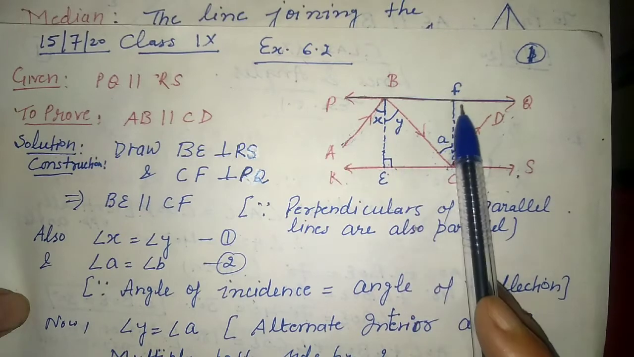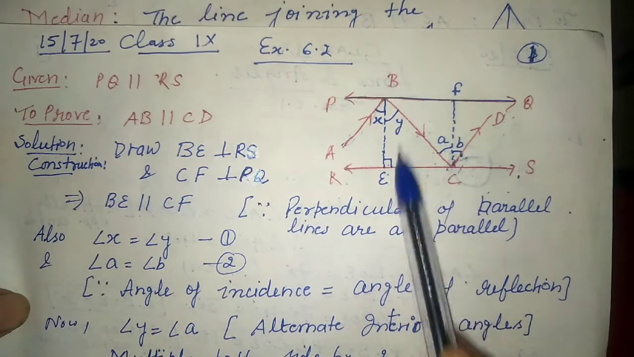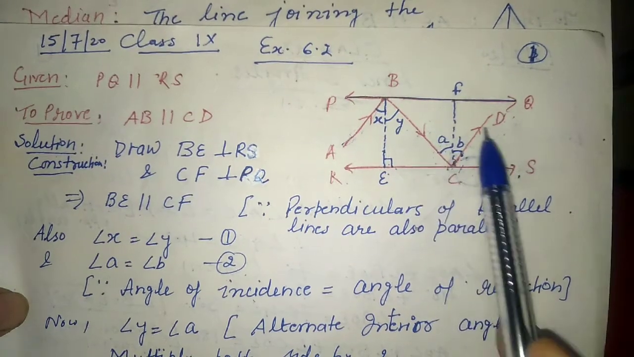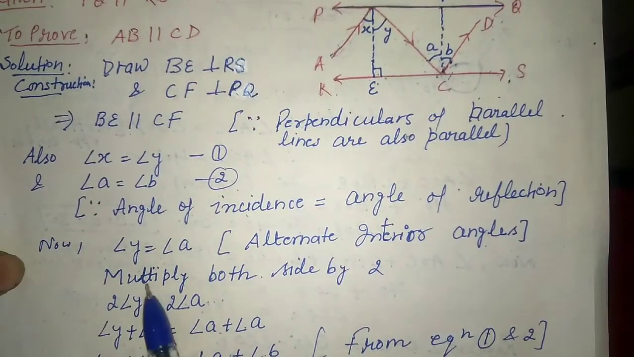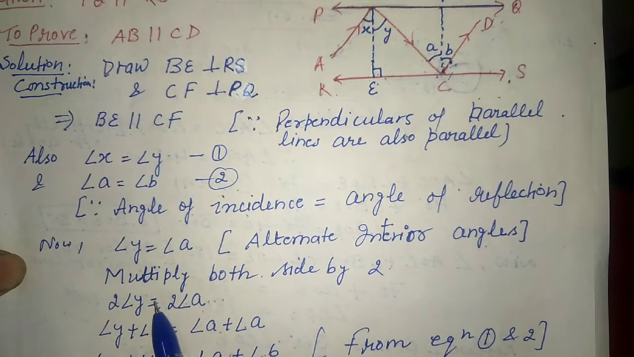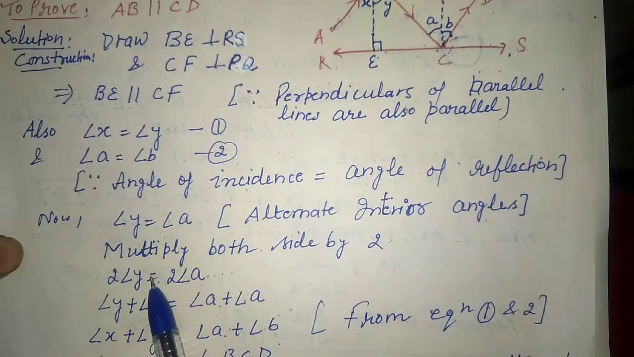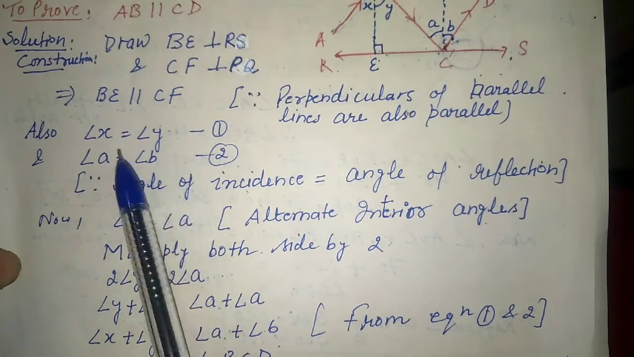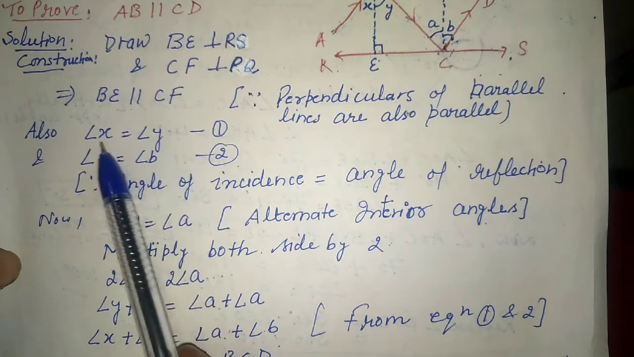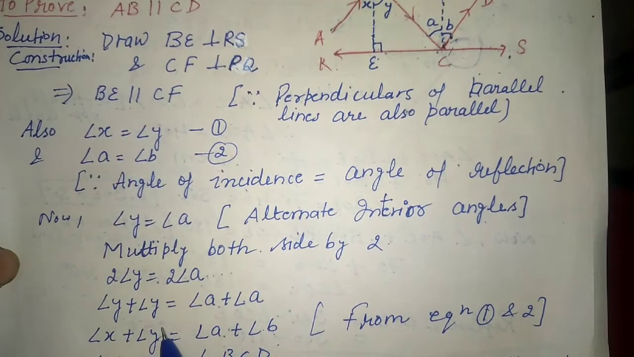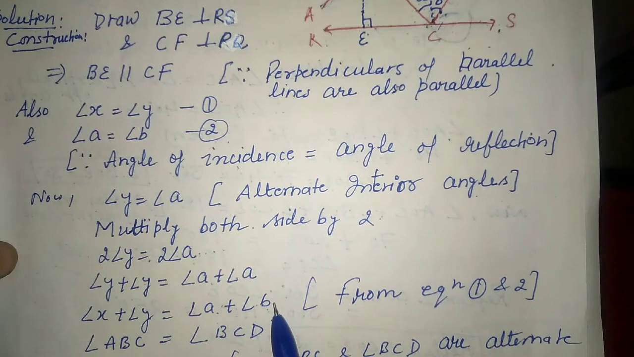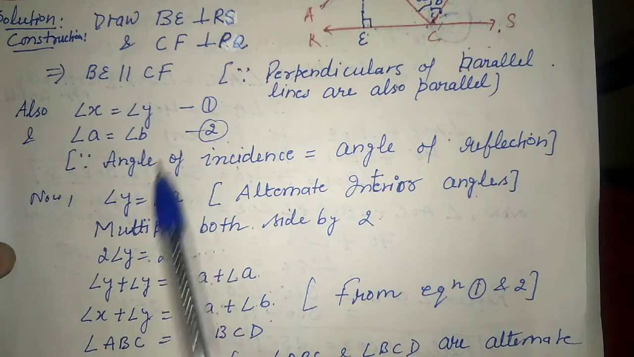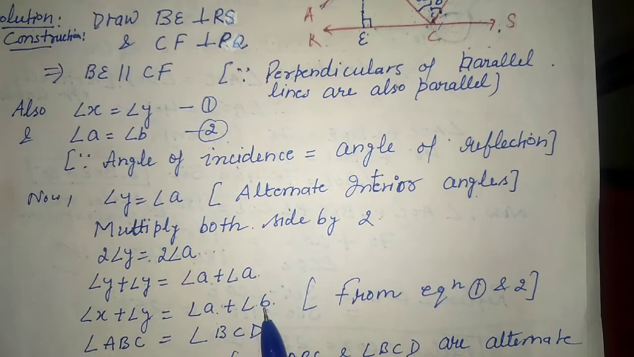Now these two lines are parallel, BE is parallel to CF. So here Y is equal to A because alternate interior angles. Now we multiply both sides by 2, twice of angle Y, twice of angle A. So we will write Y plus Y, A plus A. One Y we will replace with the help of equation 1, we will replace one Y with X. So X plus Y. And other side angle A plus angle B. One A we will replace by B with the help of equation 2. So angle X plus Y is equal to angle A plus angle B.